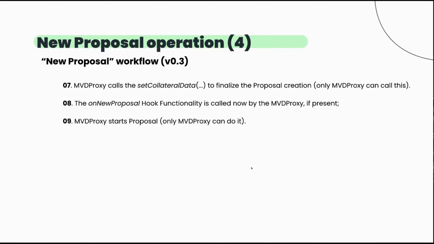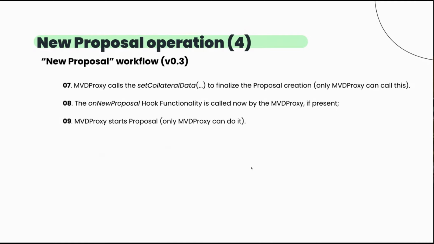So next, we have a few things here. The MVD proxy calls the set collateral data function and finalizes the proposal creation. Then we have the whole new proposal hook functionality that is called by the MVD proxy, if it's present, and then the MVD proxy can finally start the proposal. This function is also callable only by the MVD proxy.